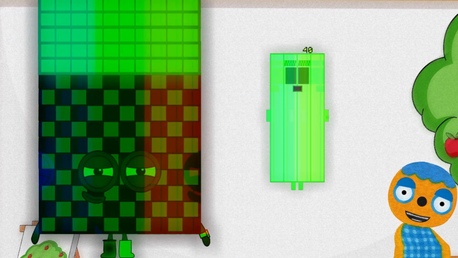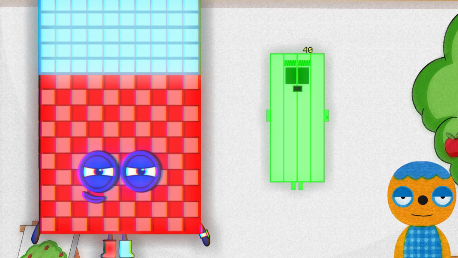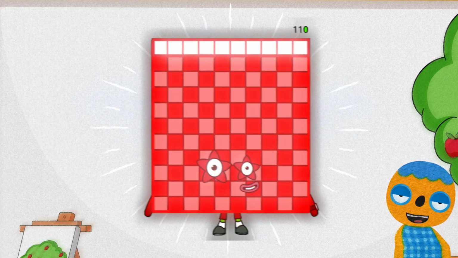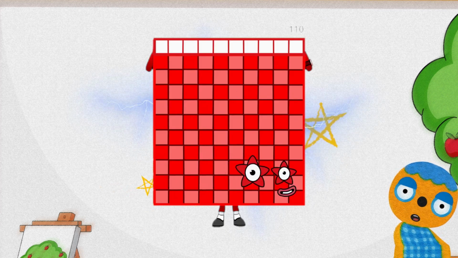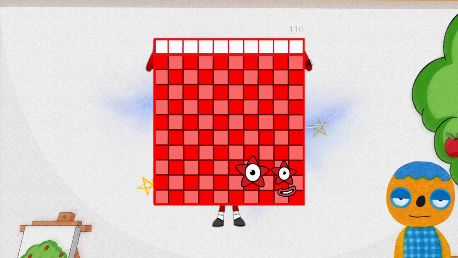Can you take 40 from 150? Let's see where we land. 110. 150 minus 40 lands right on 110, sweet and steady.